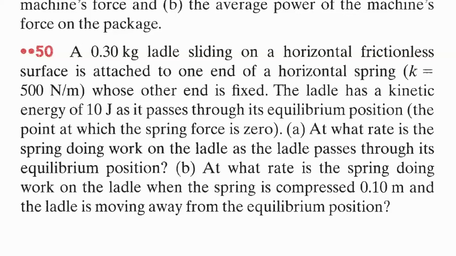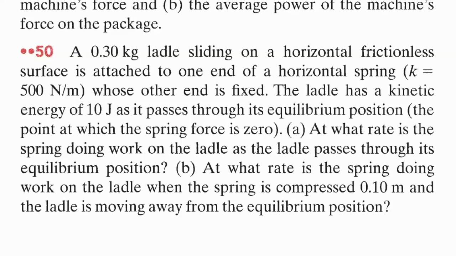A 0.3 kilogram ladle sliding on a horizontal frictionless surface is attached to one end of a horizontal spring, which has a K constant of 500 newtons per meter, and the other end of the spring is fixed. The ladle has an energy of 10 joules as it passes through its equilibrium position. At what rate is the spring doing work on the ladle as the ladle passes through its equilibrium position?